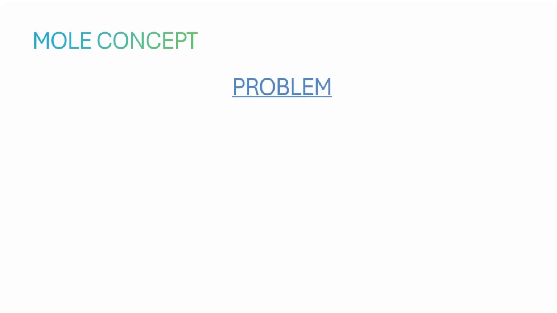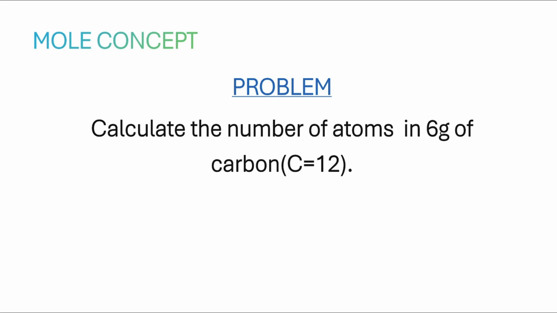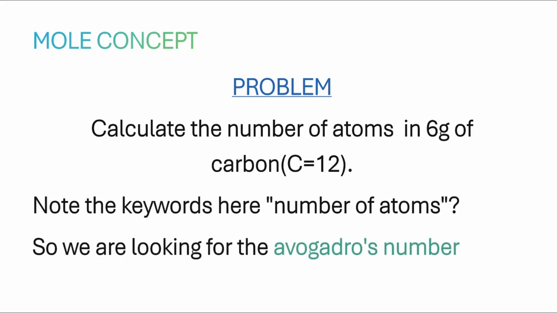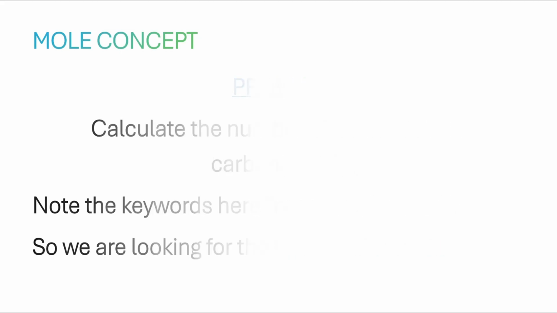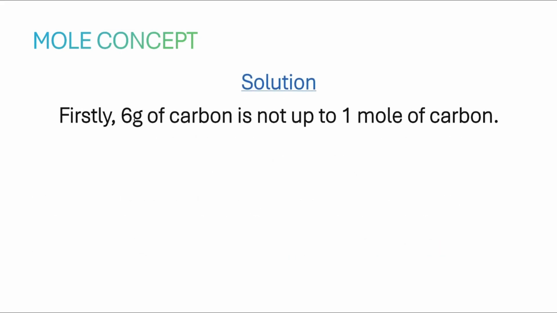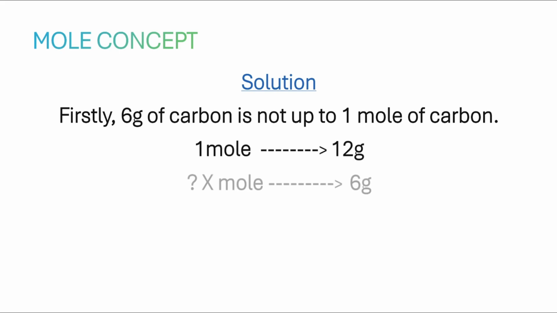We are asked to calculate the number of atoms in 6 grams of carbon, and we should take carbon to be 12 grams. This question looks straightforward, but there is a caveat. First of all, 6 grams of carbon is not up to 1 mole of carbon. Because we know that 1 mole of carbon weighs 12 grams, and it was already given in the question when they said C is equal to 12. So before we continue, we must find out how many moles are in 6 grams of carbon.